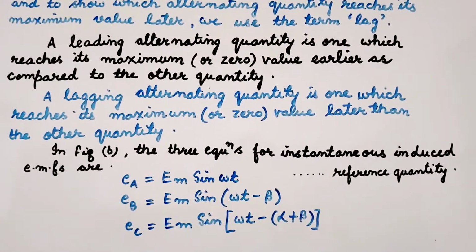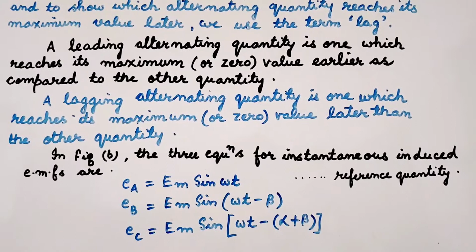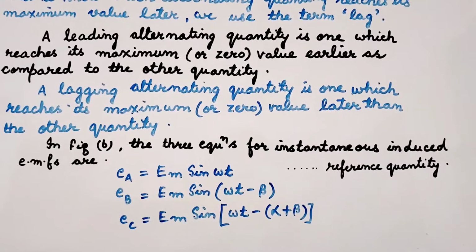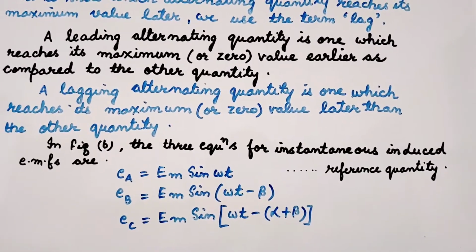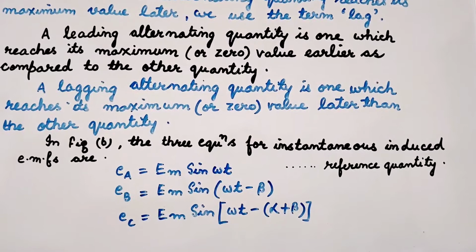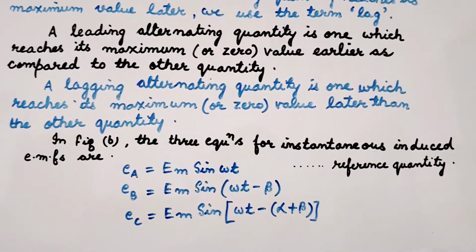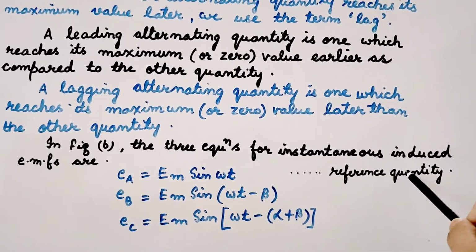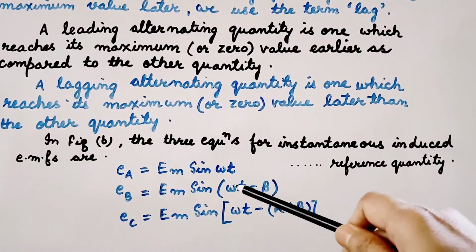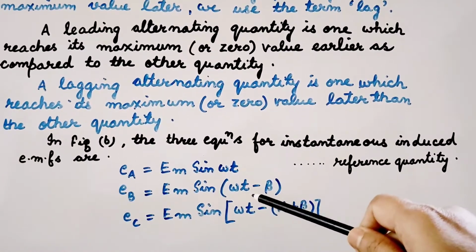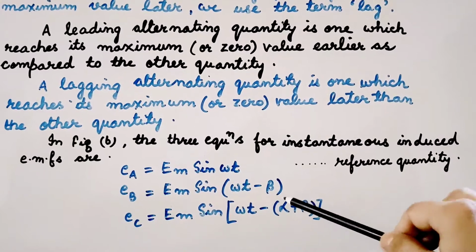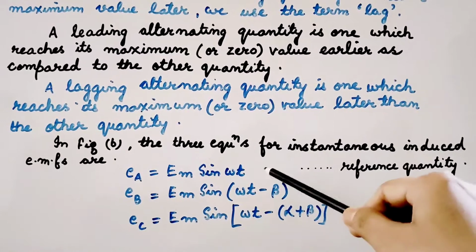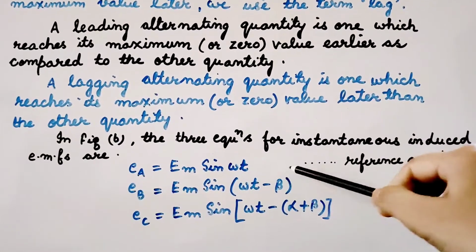Now the three equations for the induced EMF in the three coils will be EA is equal to EM sin omega t. EA denotes the value of the induced EMF in the coil A. So EA will be equal to EM sin omega t. We have taken this coil as the reference quantity. Similarly, the EMF induced in coil B will be EM sin (omega t minus beta). Minus beta means that the EMF of coil B is lagging behind A by an angle of beta.